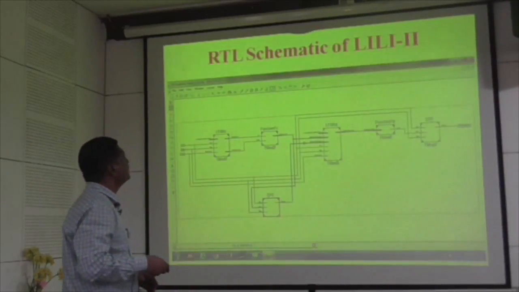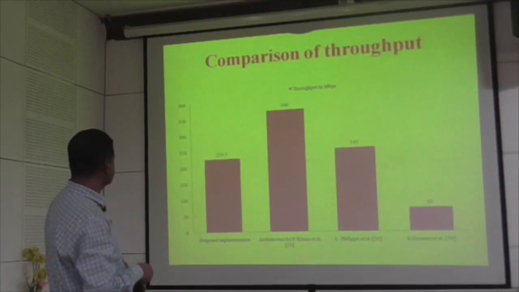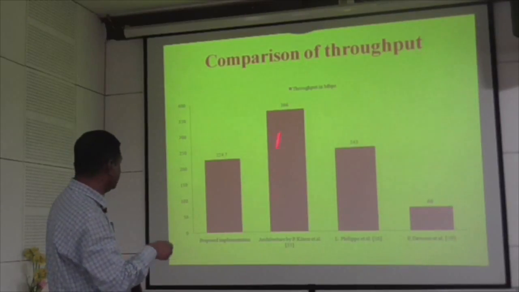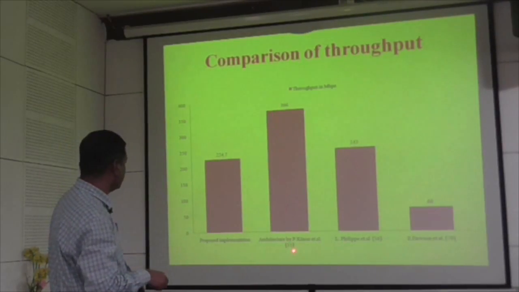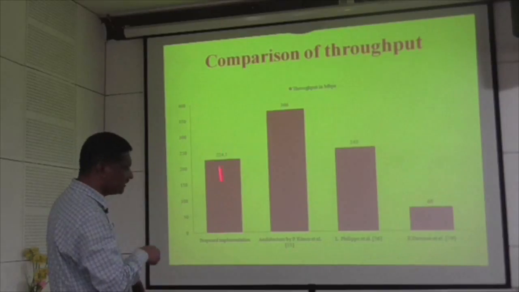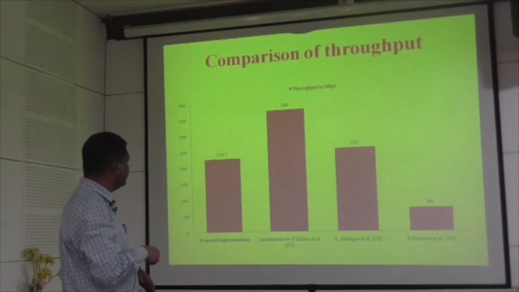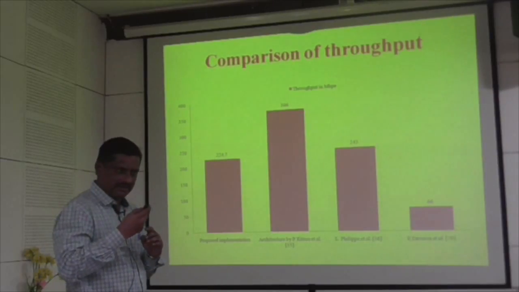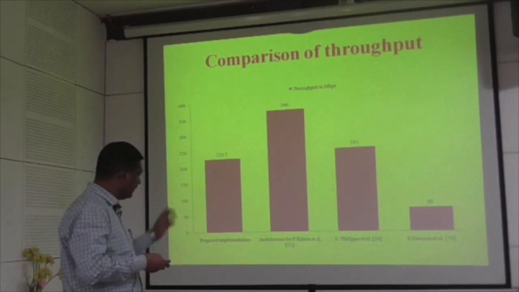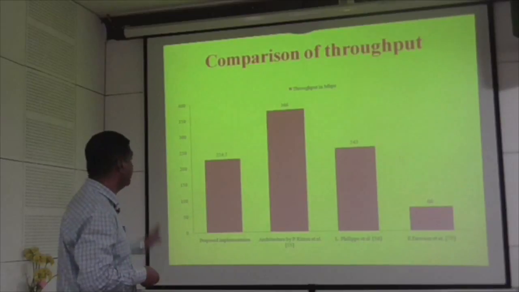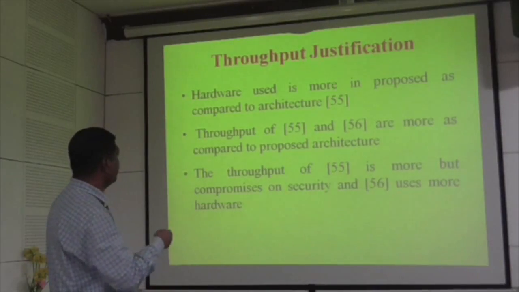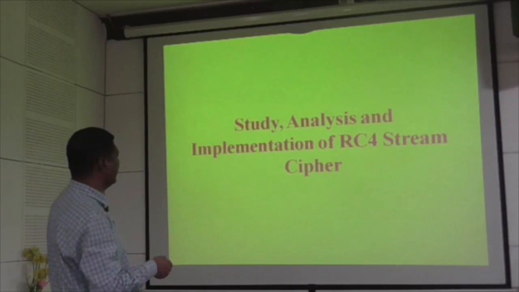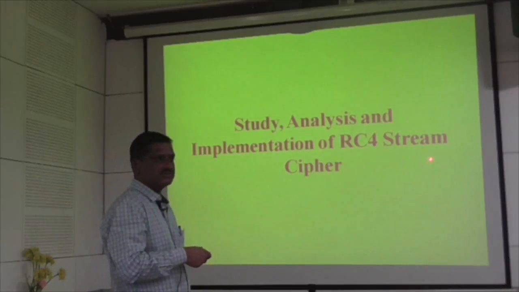And then finally, I will come to the Lilly architecture. Again, the throughput of Kitsa's architecture is more than ours. But our design uses shifting of the content by 1 digit, 2 digit and so on, and the hardware requirement is again the minimum in our proposed design. Here is the justification of the throughput, and finally my last design is the RC4 stream cipher.